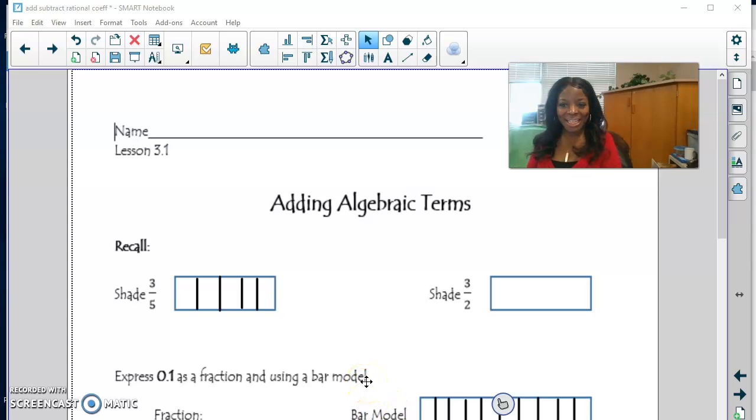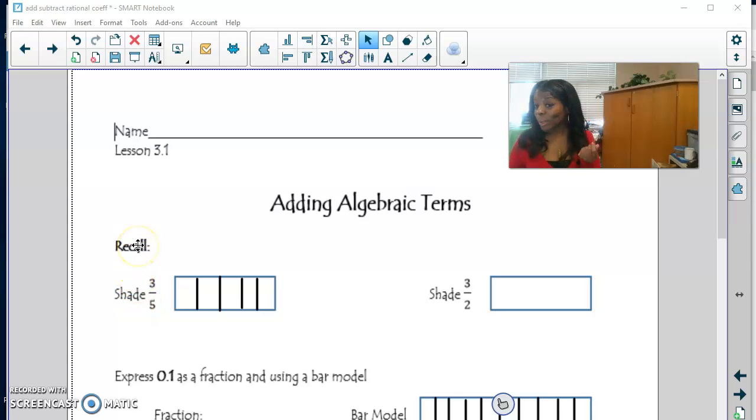Okay, guys, today we are going to be adding algebraic terms, and you should watch this video after the video on introducing writing expressions, the introduction. This should be the next one. Okay, so here's where we're going to get started.